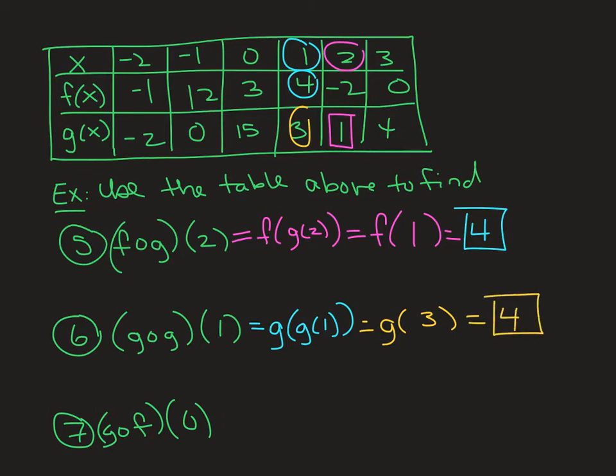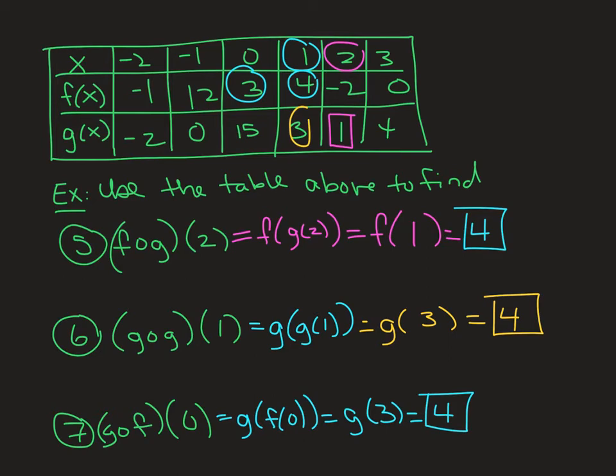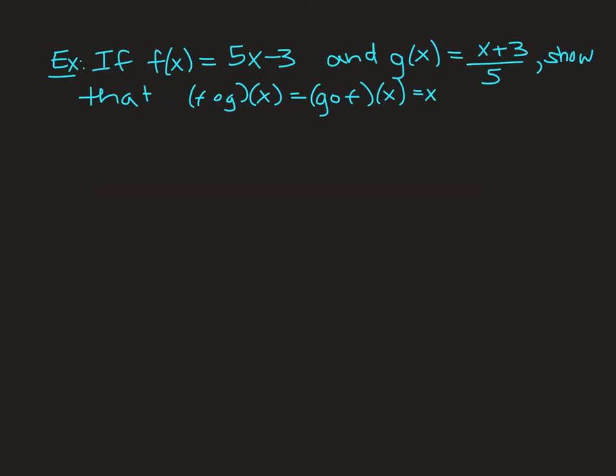Then for number 7, again, if you didn't pause before, you can try now. We have g of f of 0. f of 0 is going to be 3. You can find that by looking in the table when x equals 0. g of 3 is 4 again. It actually is just a coincidence that we got 4 for all three of them. I didn't do that intentionally, but sometimes that happens.